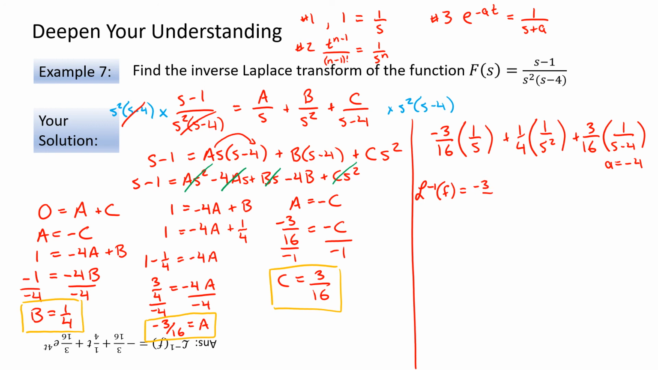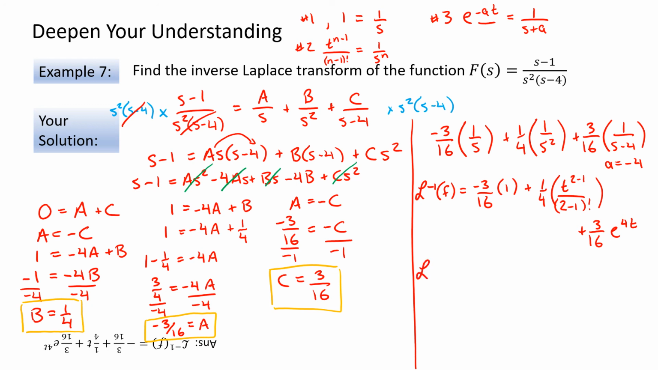for the first one, we have -3/16, and that's simply times 1, right? Because the inverse Laplace transform of 1/s is 1, plus 1/4 times, in this case, t to the exponent 2 minus 1, because the exponent here is squared, divided by 2 minus 1 factorial. And our last one is plus 3/16 times e to the positive 4t. Remember, up here it was a negative at, and we have a negative times -4, which gives you positive.